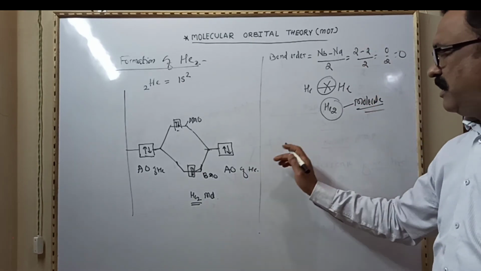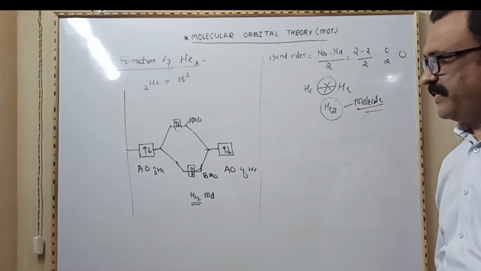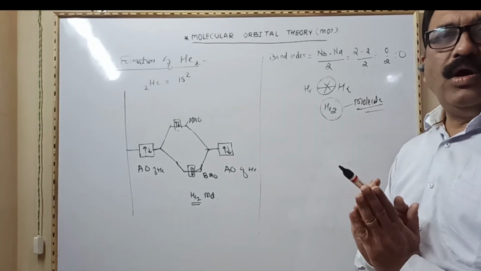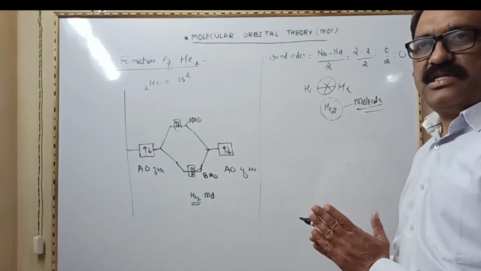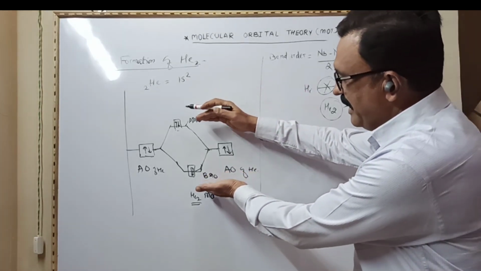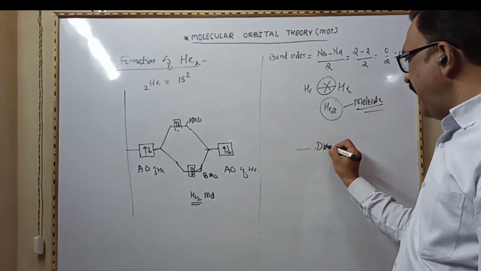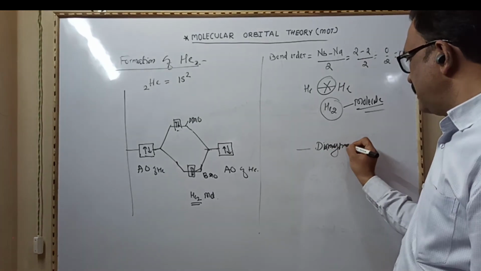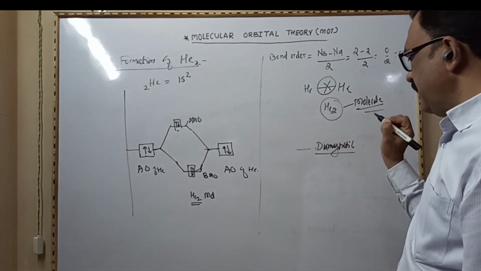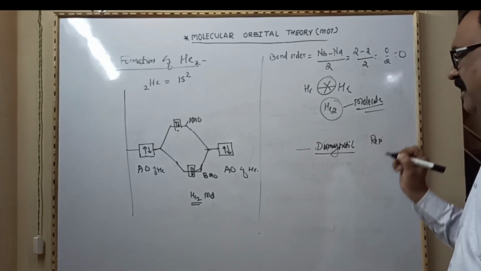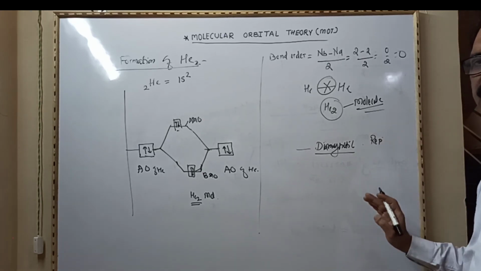Then the magnetic property. As this helium molecule has no unpaired electrons, since all electrons are paired, it is diamagnetic in nature. That is, such molecules are repelled in an applied magnetic field.